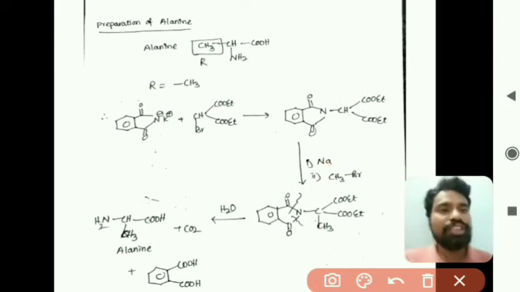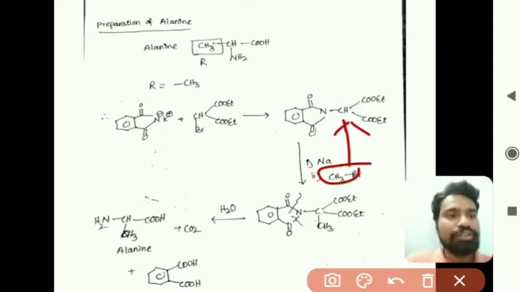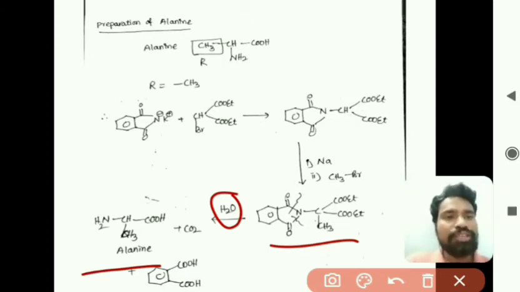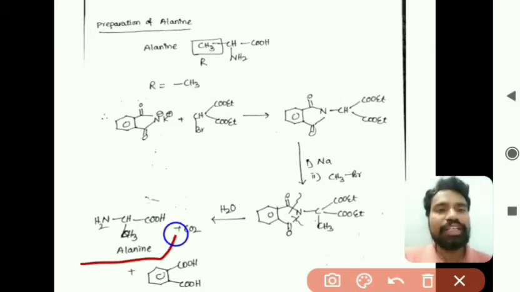Then this CH3 group will be added to this carbon, right. So the CH3 is added here, and upon hydrolysis we will get NH2CH3 COOH, that is alanine, plus CO2 plus malonic acid plus ethyl alcohol. Okay. So these are the things we will get, and the mechanism discussed earlier is similar, right. So here we will get alanine, right.